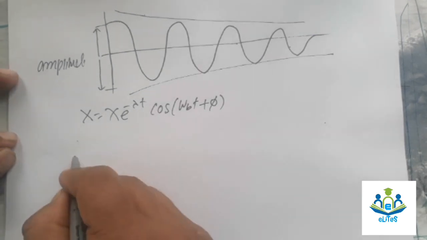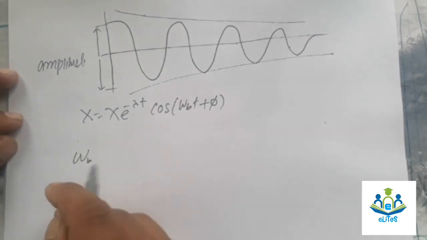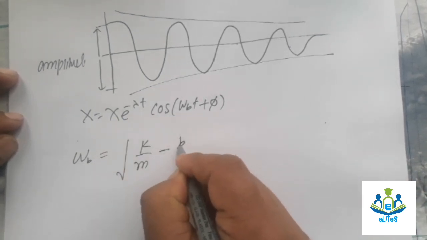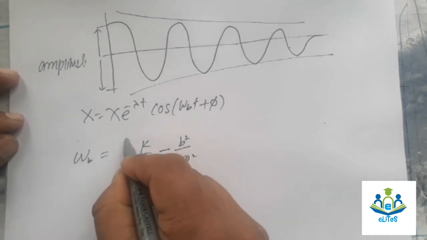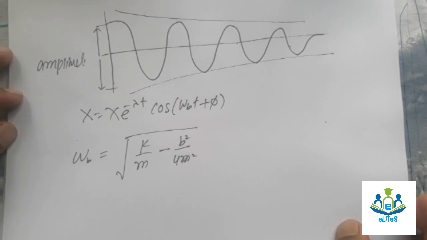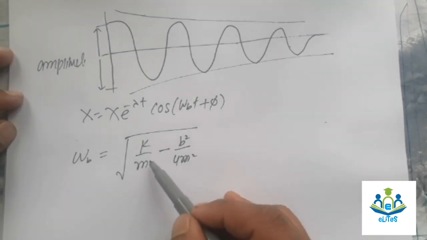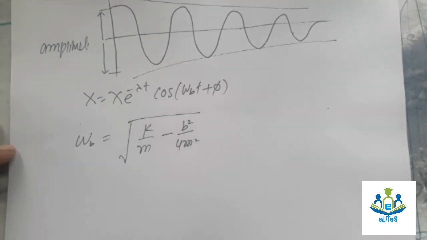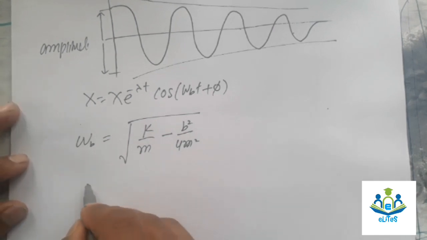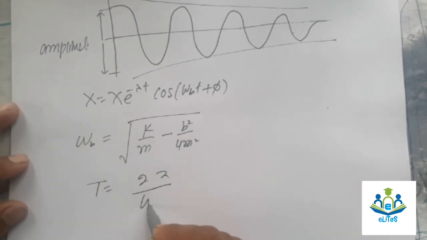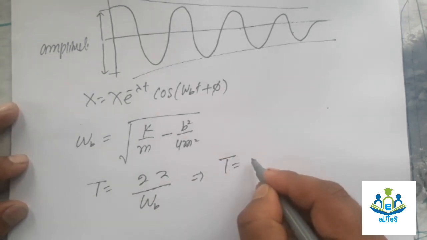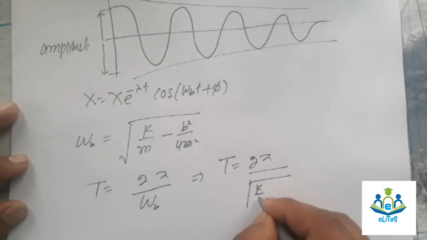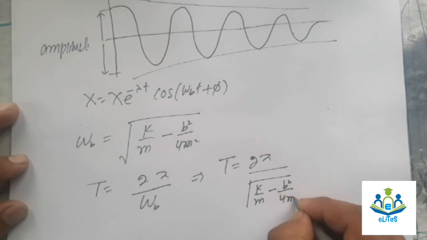Now the angular frequency of this damped oscillation is under root of k over m minus b squared over 4m squared. If b is 0, this will be under root k over m for free oscillations. The time period of the damped oscillation will be 2 pi over omega d. So the time period will be 2 pi over under root of k over m minus b squared over 4m squared.